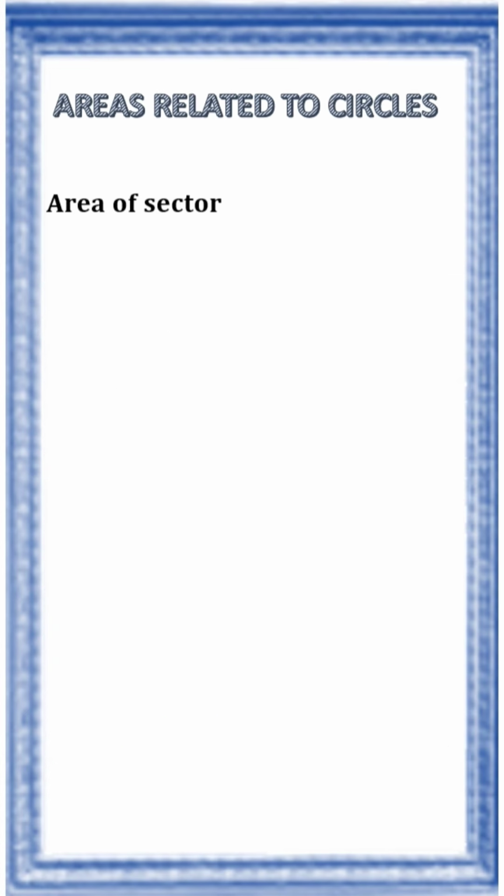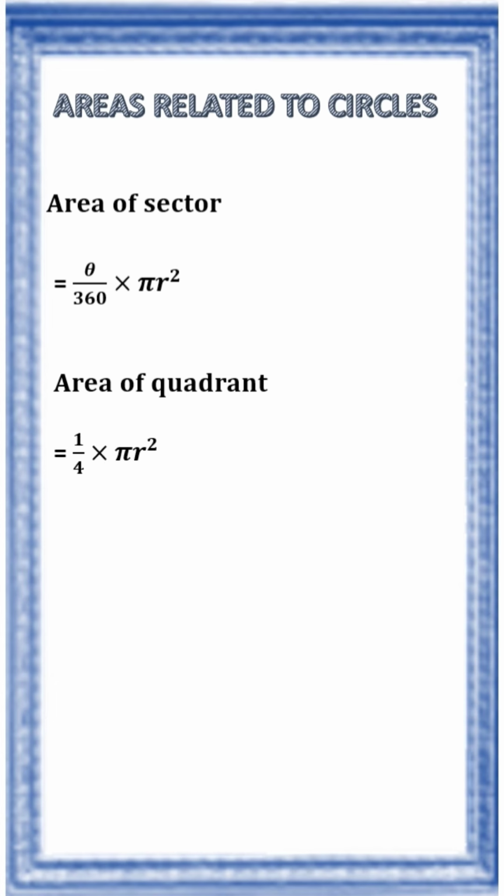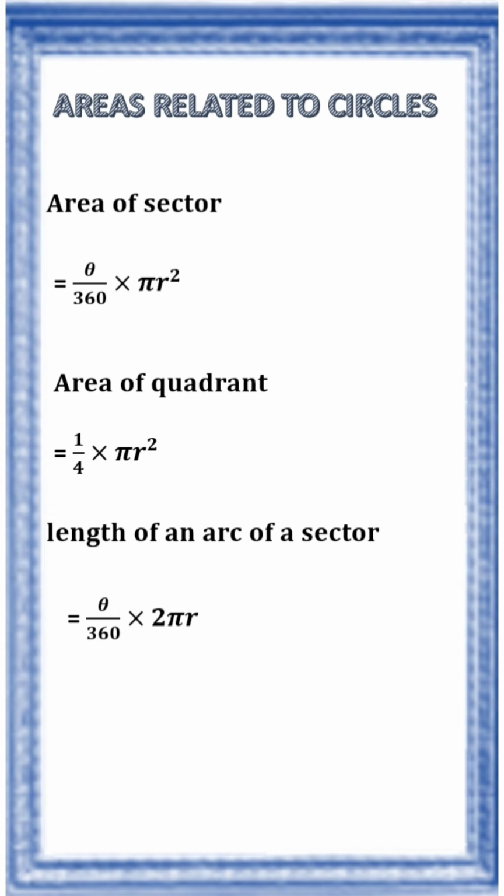Areas related to circles. Area of a sector is theta by 360 into pi r square. Area of the quadrant means here theta is 90 degrees, so it is 1 by 4 pi r square. Length of the arc of a sector is theta by 360 into 2 pi r.